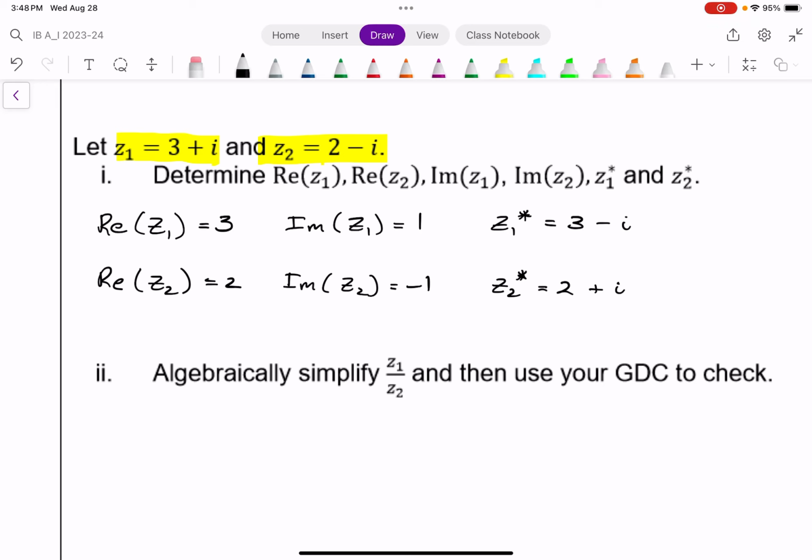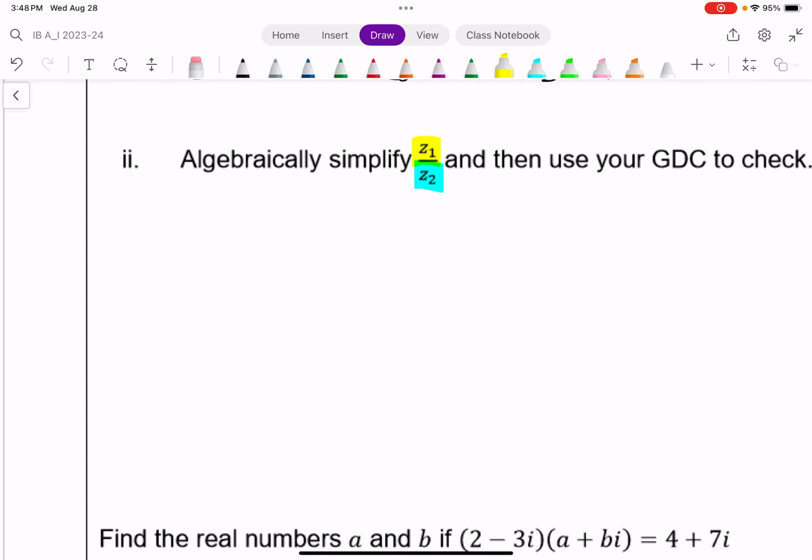All right, now the conjugate is quite useful when dealing with certain algebraic expressions. In this case, I want to go z1 divided by z2. If I want to divide these two values algebraically, I can do it rather quickly if I use the conjugate of the denominator, z2. So first, z1 over z2. z1 was 3 plus i divided by z2, that was 2 minus i.